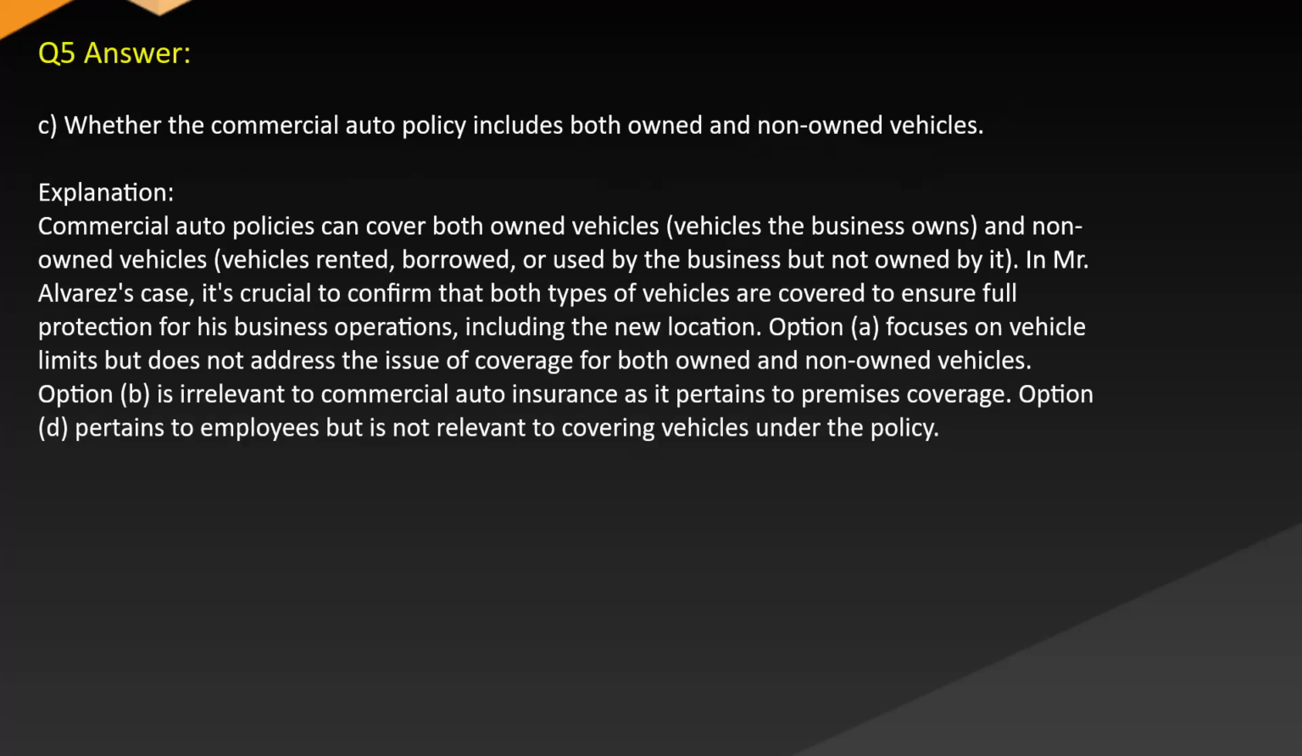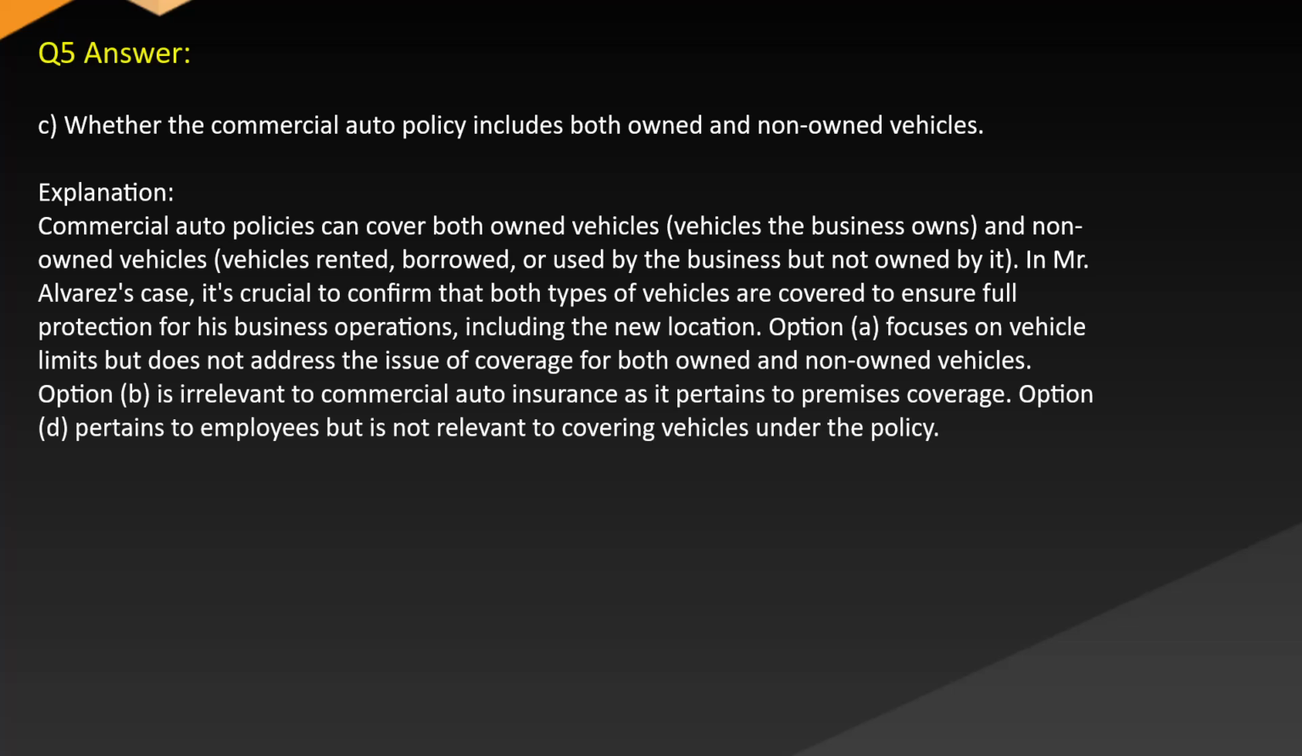Answer: C. Whether the commercial auto policy includes both owned and non-owned vehicles. Explanation: Commercial auto policies can cover both owned vehicles, vehicles the business owns, and non-owned vehicles, vehicles rented, borrowed, or used by the business but not owned by it. In Mr. Alvarez's case, it's crucial to confirm that both types of vehicles are covered to ensure full protection for his business operations, including the new location.